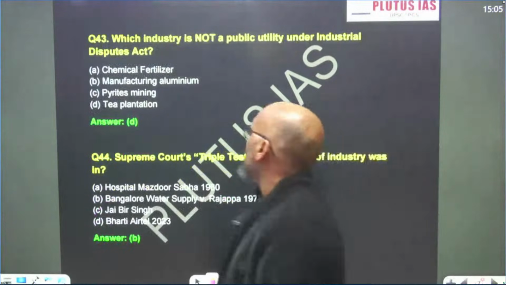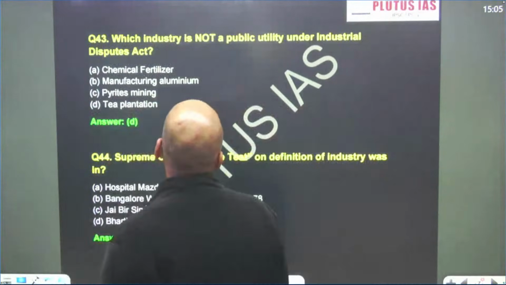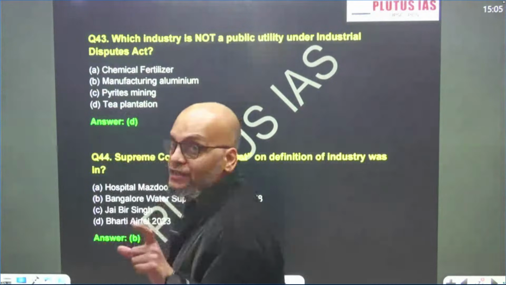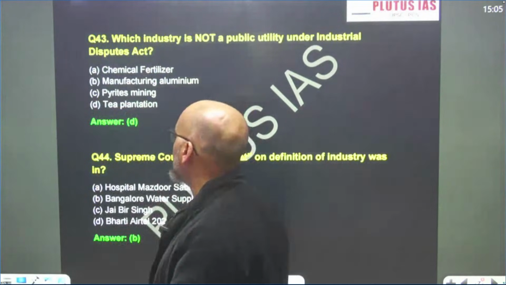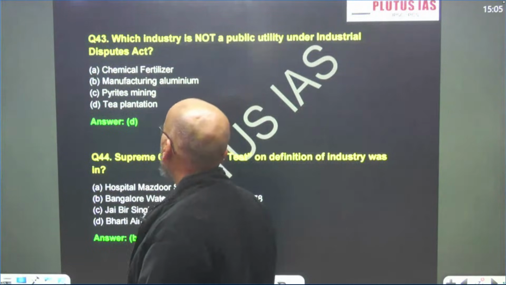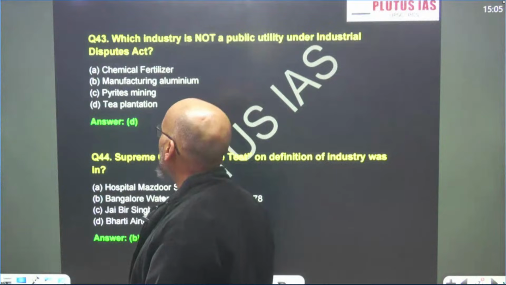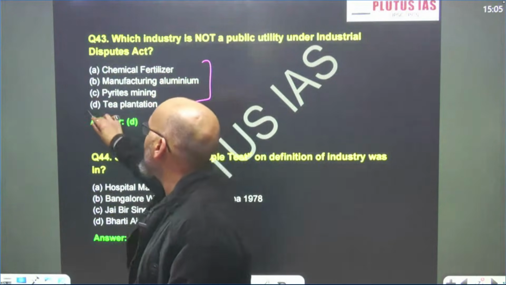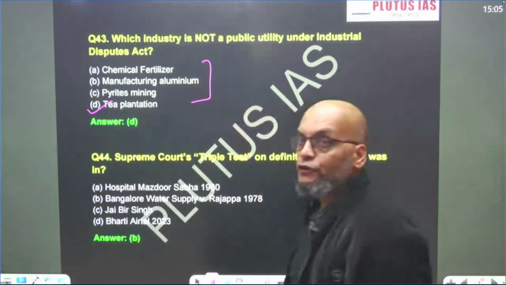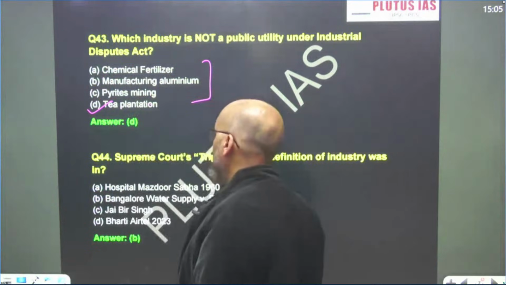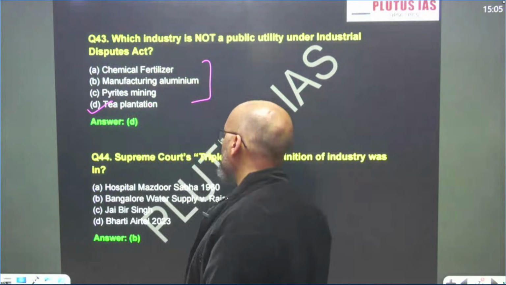Next question, which industry is not a public utility under the Industrial Disputes Act? So which industry is not a public utility? That's what we have to tell. One is chemical fertilizer, B is manufacturing aluminium, C is pyrites mining, all three are, by the way. Then tea plantation. Guys, tea plantation is not a public utility, okay? Option D correct here.